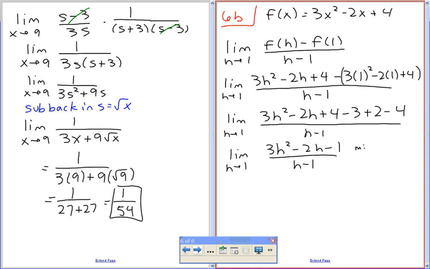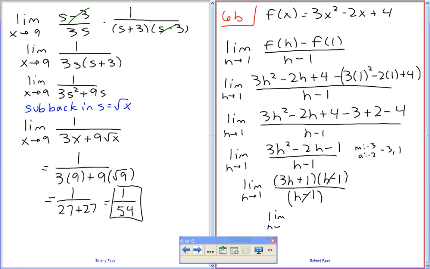Factor: multiplies to negative 3, adds to get negative 2, is negative 3 and 1. That turns into the limit as h approaches 1 of 3h plus 1 times h minus 1. I skipped a step there, but I trust you can factor trinomials. And then this cancels out, and this turns into the limit as h approaches 1 of 3h plus 1, which is 4.